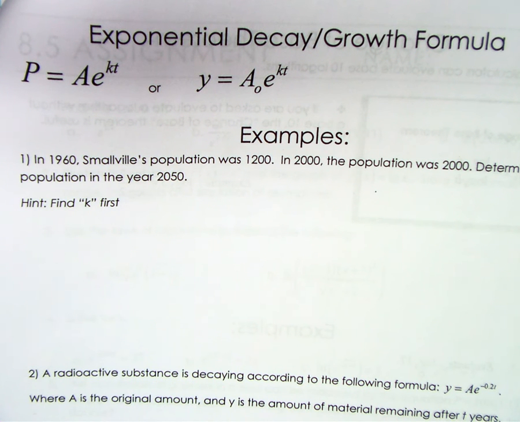Okay, here we go. In 1960, Smallville's population was 1,200, and in the year 2000, the population was 2,000. Determine the population for the year 2050.